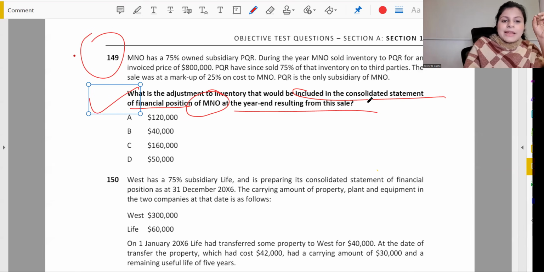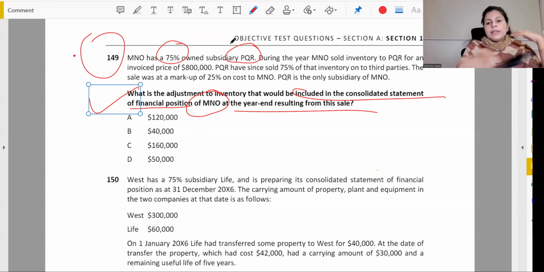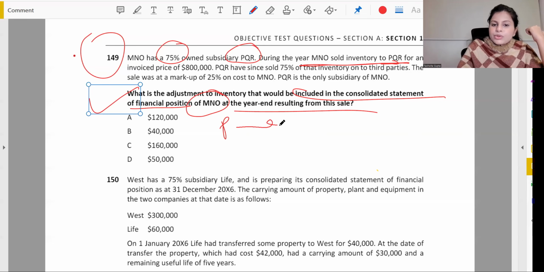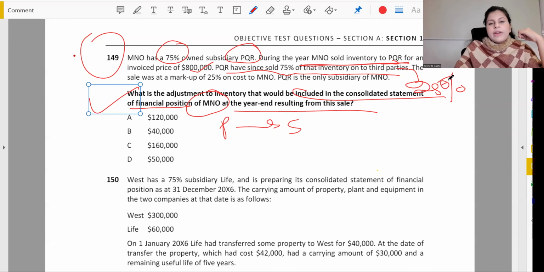So MNO has a 75% owned subsidiary PQR. During the year, MNO sold inventory to PQR. Once again, intra-group sale. So parent is selling goods to the subsidiary here. Invoiced price is 8 lakh. So selling price is 8 lakh. And the subsidiary has sold 75% of that inventory. So only 25% remains in the closing stock. The sale was at a markup of 25%.